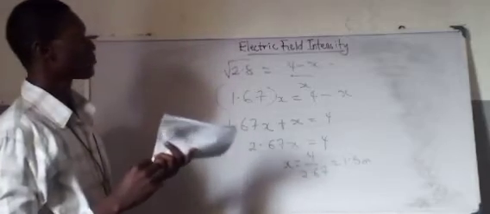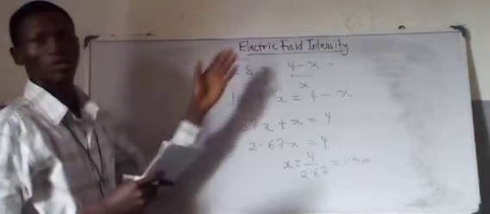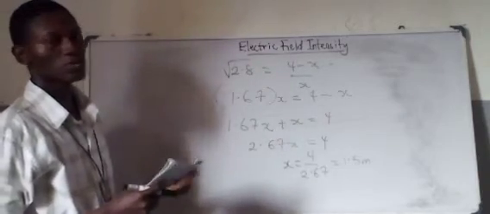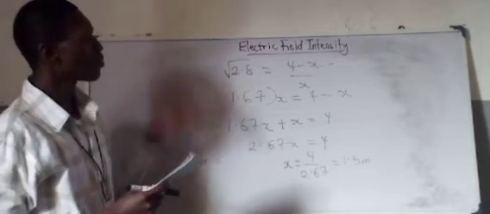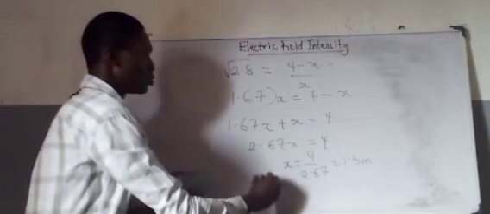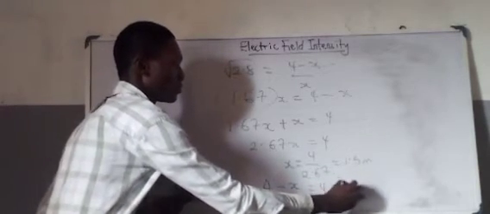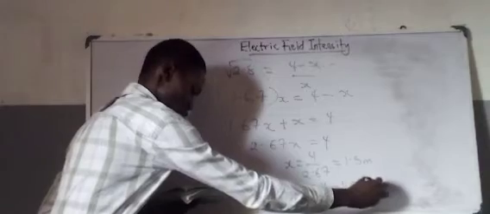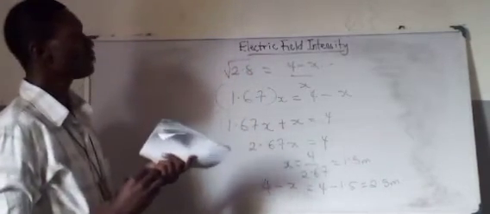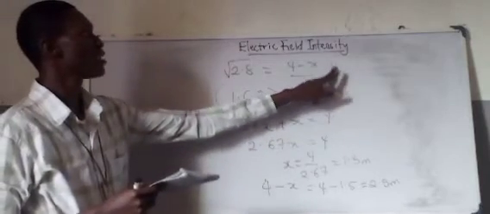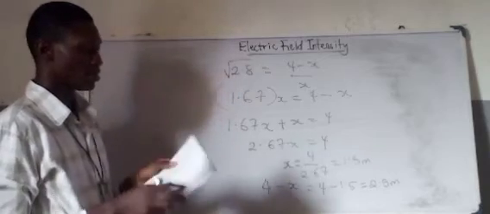So what it means is that from Q2 to the neutral point is actually 1.5 meters. That's our x. Then from Q1 to the neutral point, which is 4 minus x, so that will be 4 minus 1.5. The distance is actually 2.5 meters. But if the two charges were of the same magnitude, the neutral point ought to be at the center.